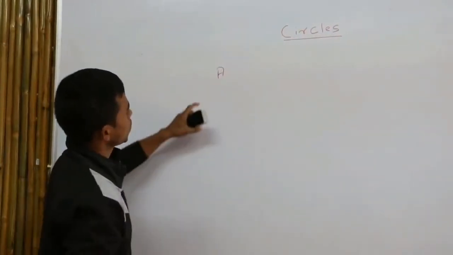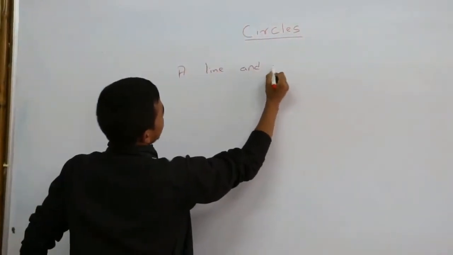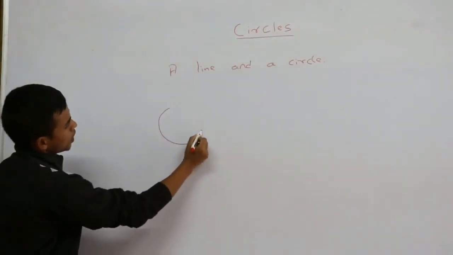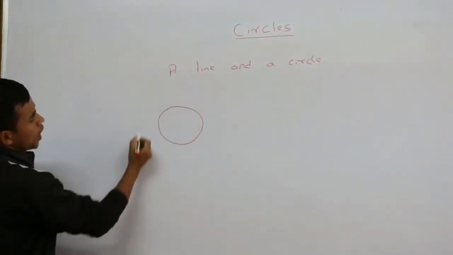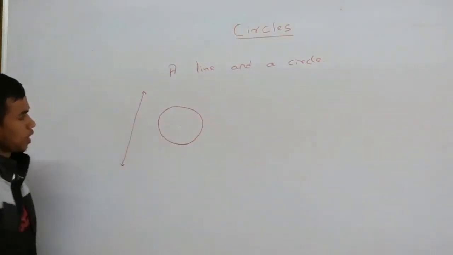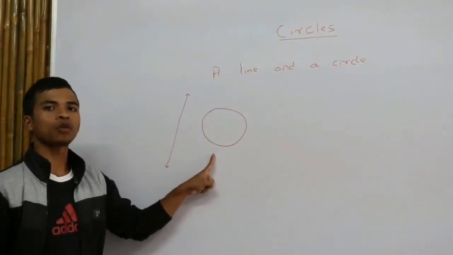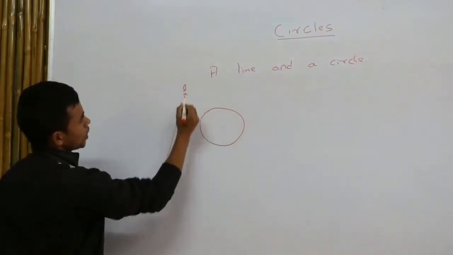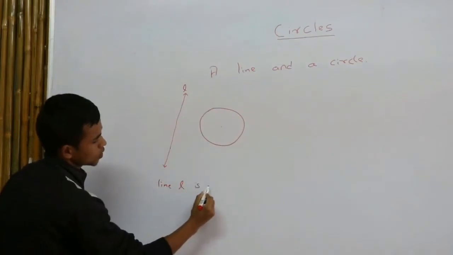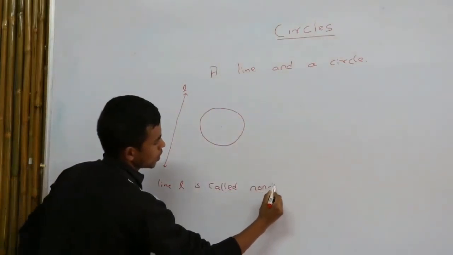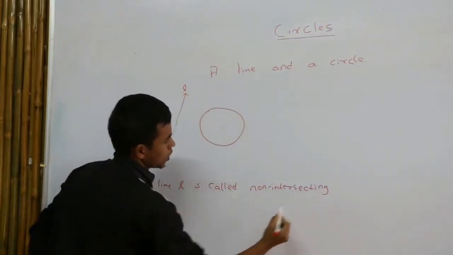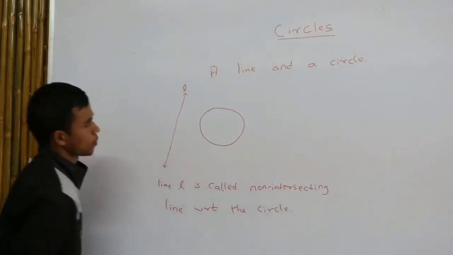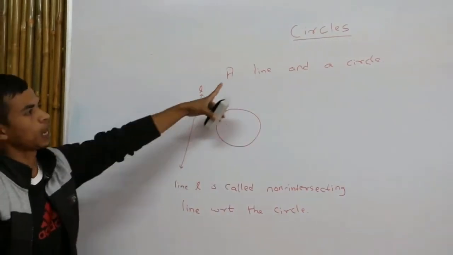We will see how many cases arise when we consider a line and a circle. Suppose I draw this circle, and the center is here, and this line. As you can see, this line and this circle have no common point. This line does not intersect the circle at any point. Suppose I call this line L. This line L is called a non-intersecting line with respect to the circle. This is the first case that we have when we consider a line and a circle.